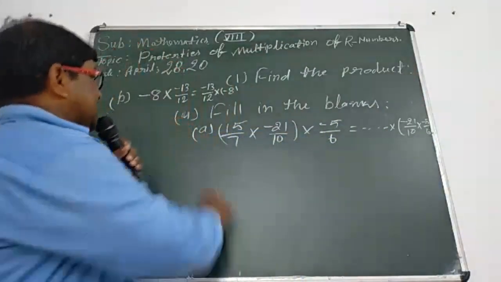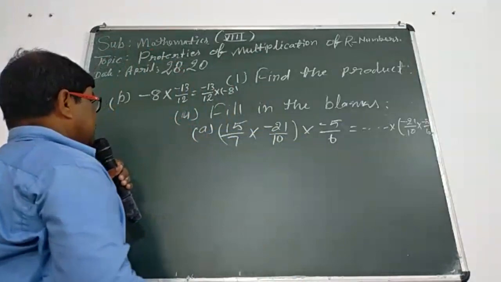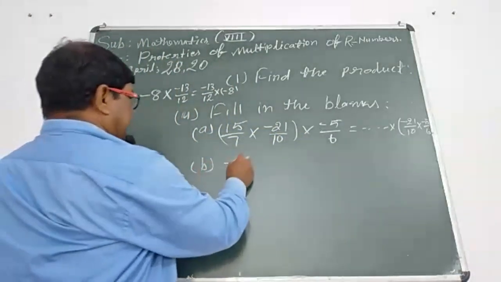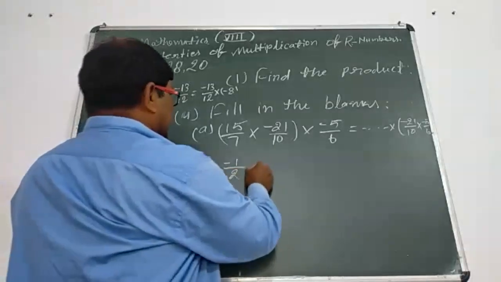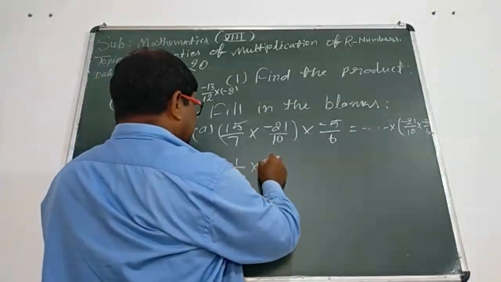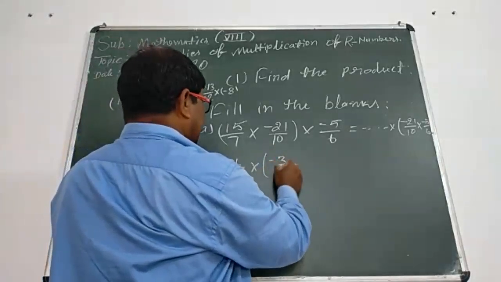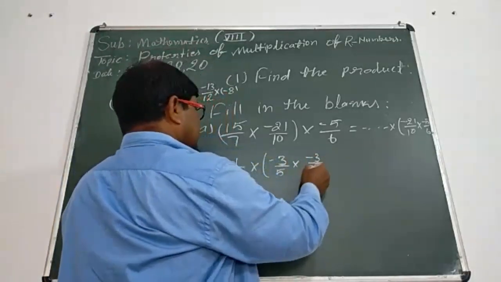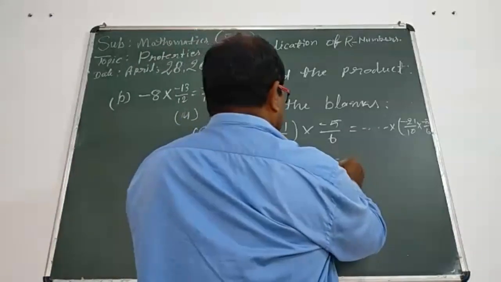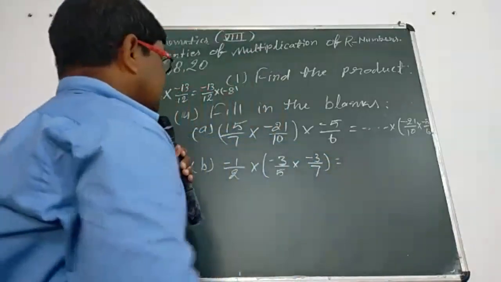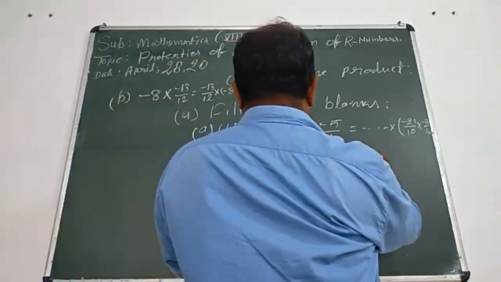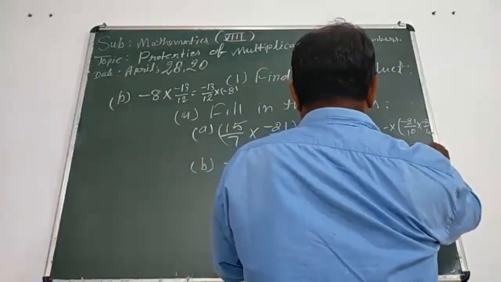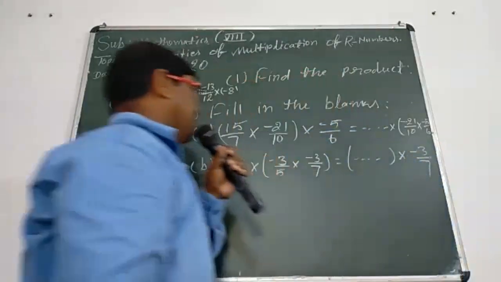Okay, this type of question you can do yourself also. Suppose question number B: minus 1 upon 2 multiply minus 3 upon 5 multiply minus 3 upon 7 equal to dot dot dot multiply minus 3 upon 7.